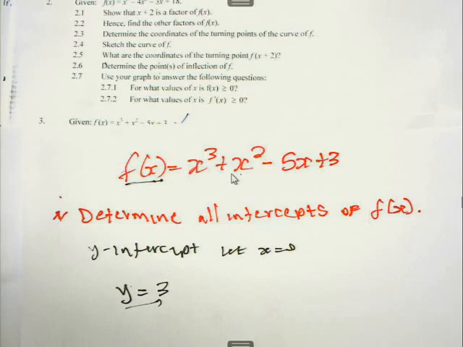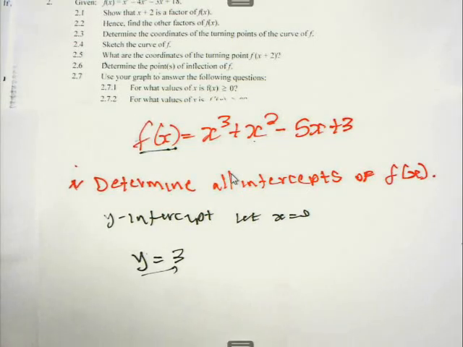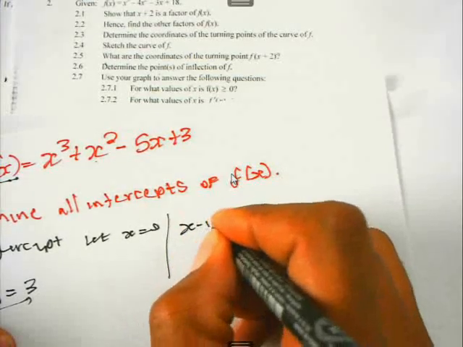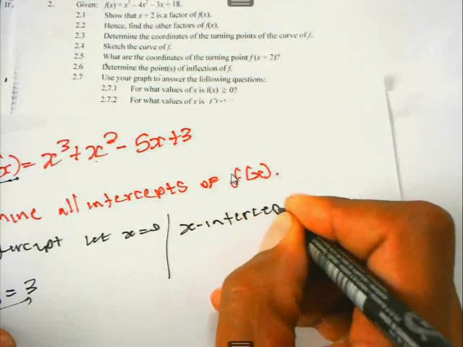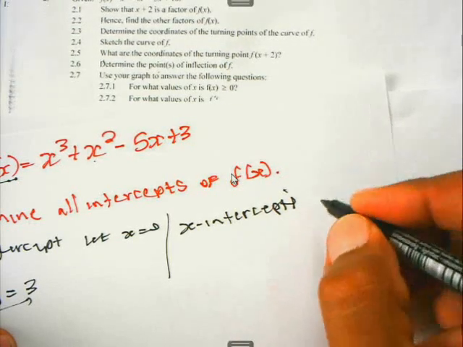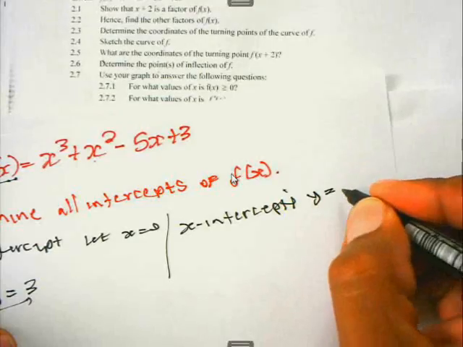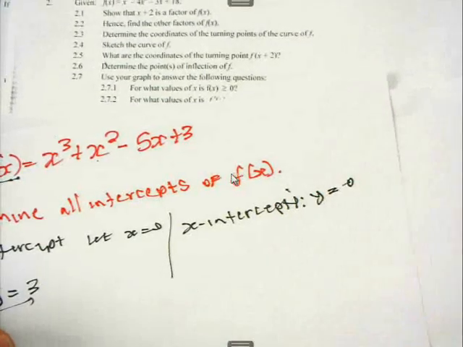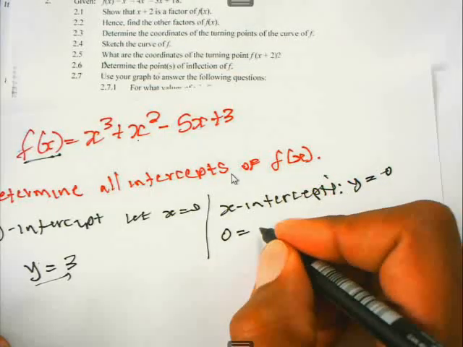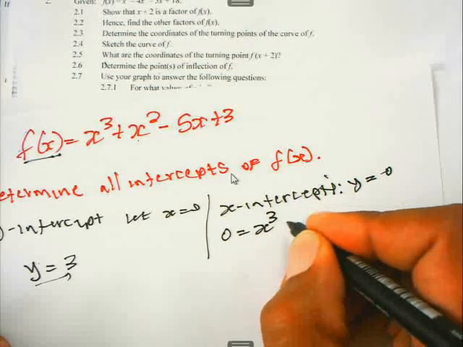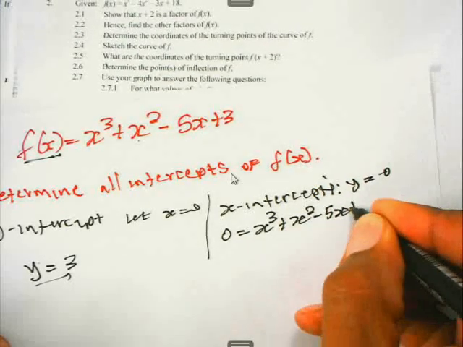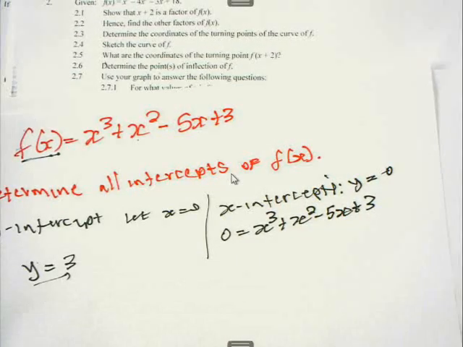Is that correct? Good. Now we must look for the x-intercept on the other side. What do you know with regard to the x-intercept? I know that y is supposed to be 0. Of course, here we have 0 equals x to the exponent of 3 plus x squared minus 5x plus 3. Right, that's what you have here.